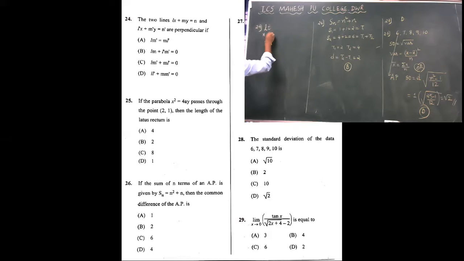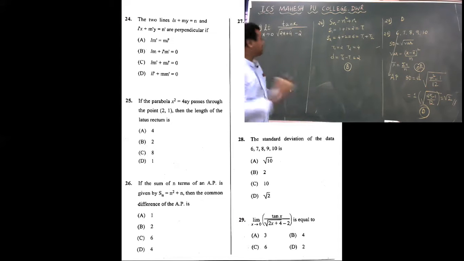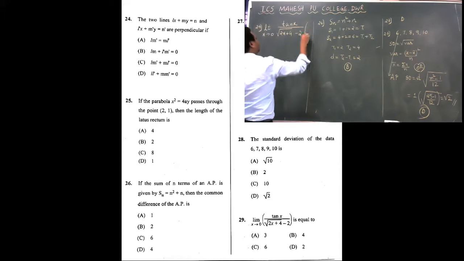Limit as x tends to 0, tan x divided by square root of 2x plus 4 minus 2. As usual, let us first substitute x equal to 0. The function is in the form of 0 by 0, right? Hence let us apply L'Hospital rule. Applying L'Hospital rule, differentiation of tan x is secant square x, differentiation of root f of x is 1 divided by 2 root f of x, into differentiation of 2x, which is 2, minus differentiation of a constant, which is 0.